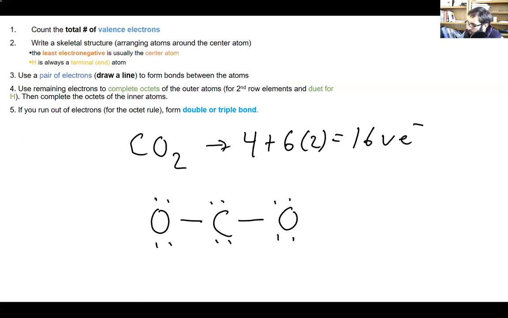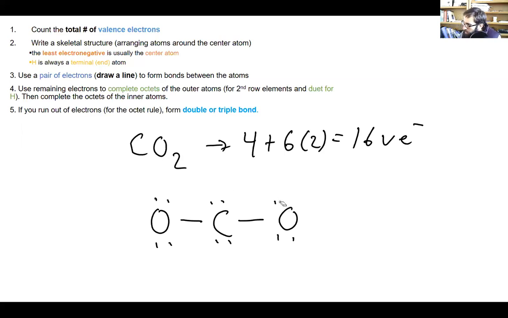Do I have the octet rule satisfied? Let's look at carbon: 2, 4, 6, 8. 4 in the bonds, 4 in the lone pairs, 8, octet rule satisfied. Carbon's happy. Oxygen: 2, 4, 6. Uh-oh, there's a problem. Both oxygens are missing 2 electrons, and I can't add any more electrons. I've used all of them up. So what do we do? We do just what we did before.